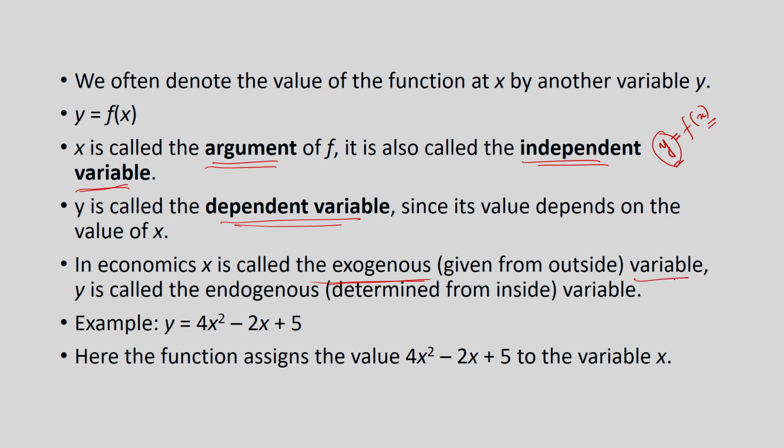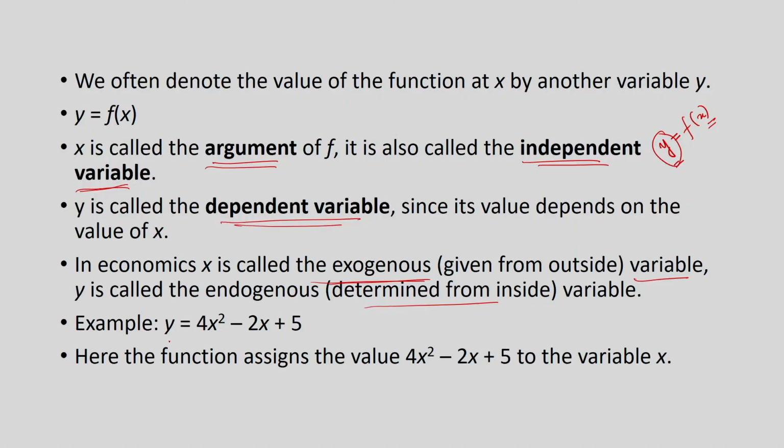Exogenous means it is coming from outside. So, it is given from outside and it can change according to the environment outside. And y is called the endogenous variable, which is determined from inside, determined by the function. So, y is called the endogenous variable, x is called the exogenous variable. They are also called independent and dependent even in economics.